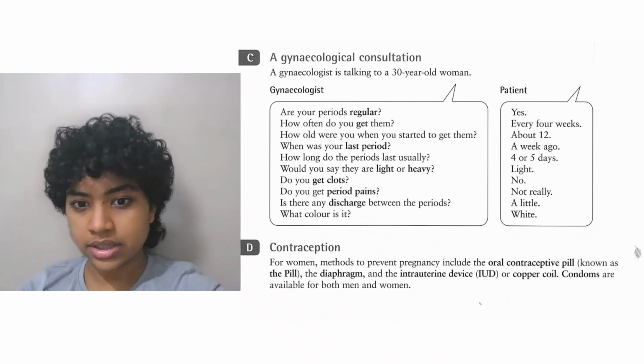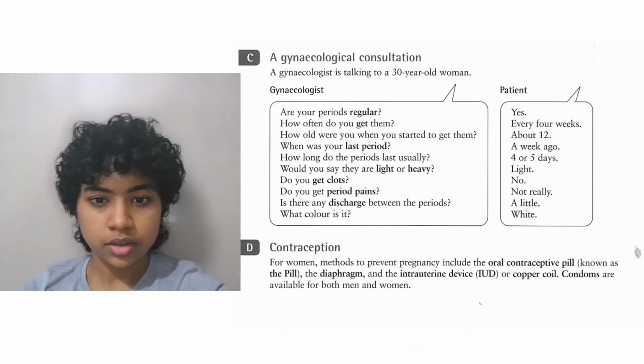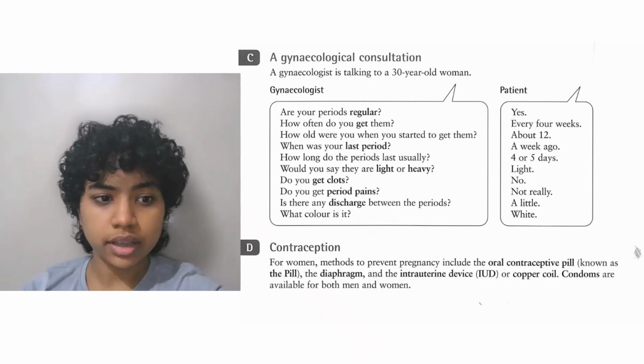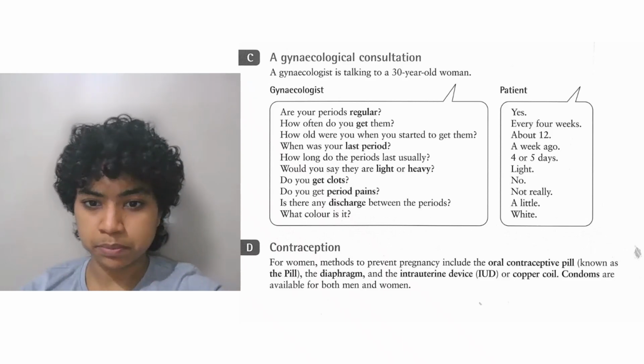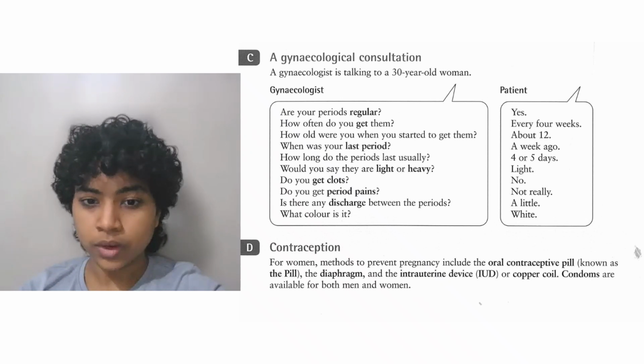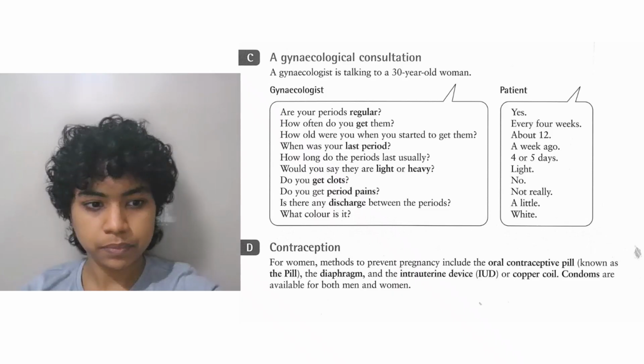Would you say they are light or heavy? Light. Do you get clots? No. Do you get period pains? Not really. Is there any discharge between the periods? A little. What color is it? White.